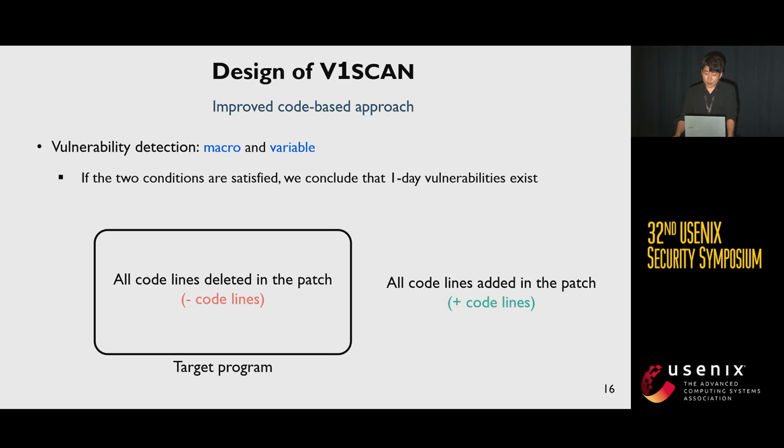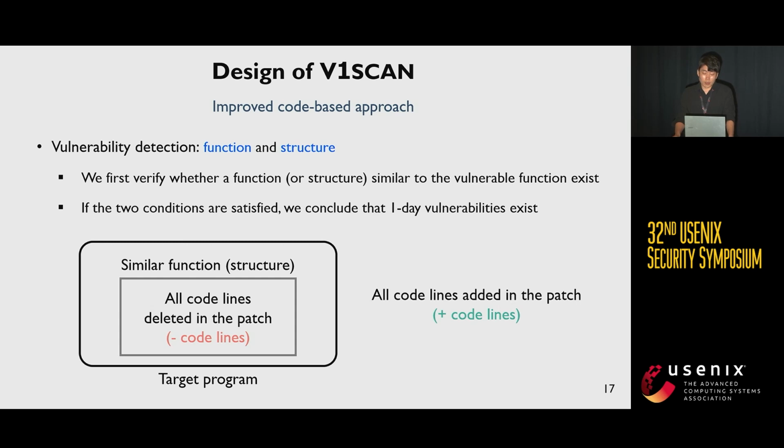In the cases of macros and global variables, if all the deleted code lines are contained in the target program code base, while any added code lines are not contained in the target program, V1SCAN determines that this one-day vulnerability exists in the target program. However, in the cases of functions and structures, if we use the same method, false positives can be produced, especially when the deleted code lines are very short or general, such as the return statement. So here we consider one more condition.